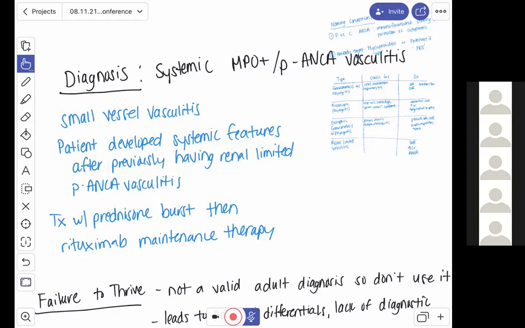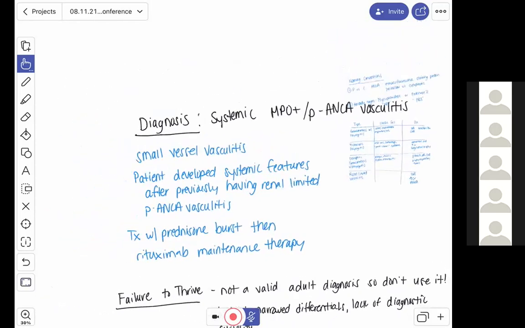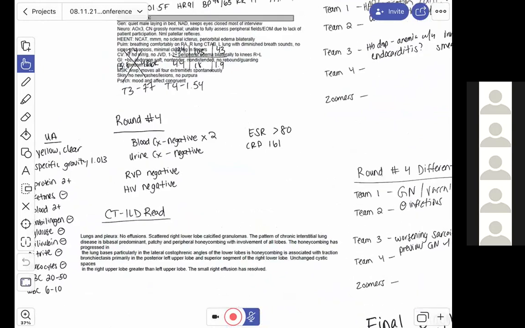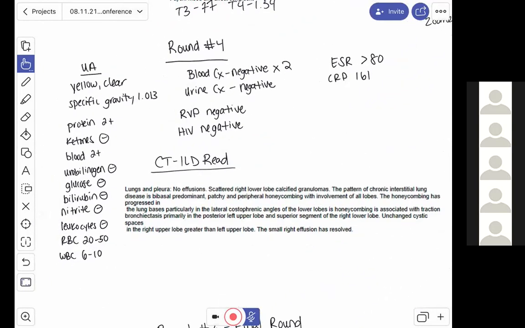So if we go back to look at his ESR and CRP, those are astronomical. If you ever see a patient with an ESR over 80, you need to rule out A, a malignancy, and B, a rheumatologic diagnosis. That is not normal. No person is walking around with an ESR of 80 and feeling fine. Same thing for a CRP being that high. You have to rule out a malignancy, some sort of infection, or a rheumatologic process. Okay.